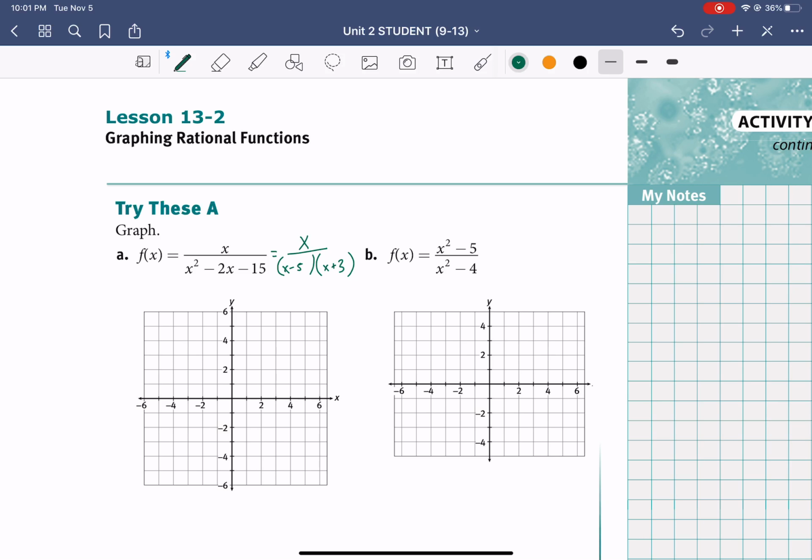So first thing, let's find the y-intercept, which means plug in 0. So we get 0 on the top, and then we get 0 minus 5, 0 plus 3. So that would be 0 times -5 over 3. So 0 over -15. So 0. So our y-intercept will go through 0.